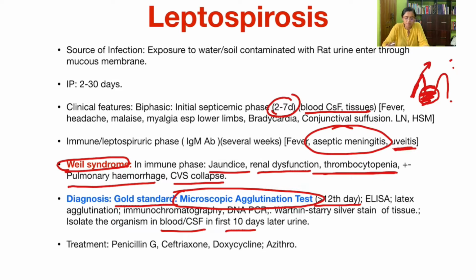After 10 days, you can still isolate the organism. It is found in urine. You can still find the organism in urine and aqueous humor. You can remember that.